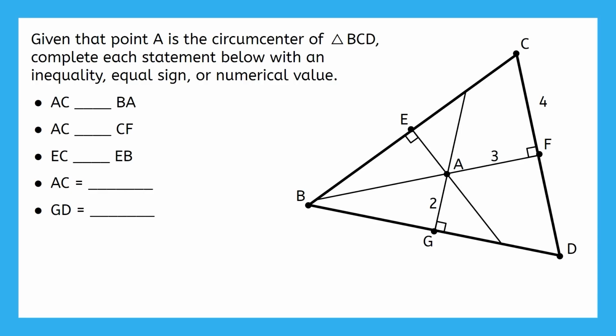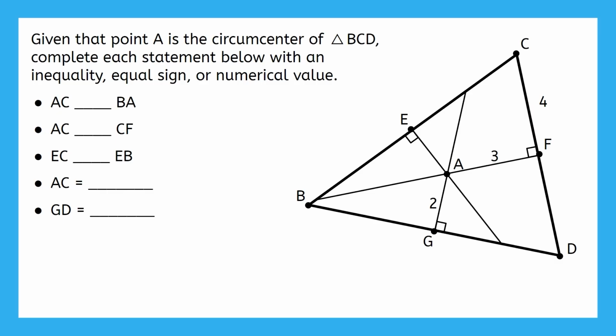This example problem says, given that point A is the circumcenter of triangle BCD, complete each statement below with an inequality, equal sign, or numerical value. Did you notice that I used a shortcut for writing triangle here? It looks like a little equilateral triangle, and we can use that symbol for any triangle, even when it's not equilateral. Also, these pictures may seem a little overwhelming, so it's always good to lay some groundwork before answering the questions. Your different colored writing utensils will come in handy here too.